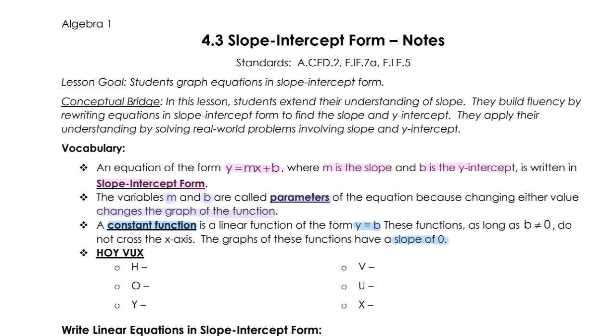Basically, if you remember, if we have y equals a number, this is a horizontal line. And that's why it doesn't ever cross the x-axis, because if you think of the horizon, it would either be above the x-axis or below the x-axis. And again, that's why it says as long as b is not 0, because if it was y equals 0, it would be on the y-axis, or I'm sorry, on the x-axis. Otherwise, it doesn't cross the x-axis. So horizontal line there.